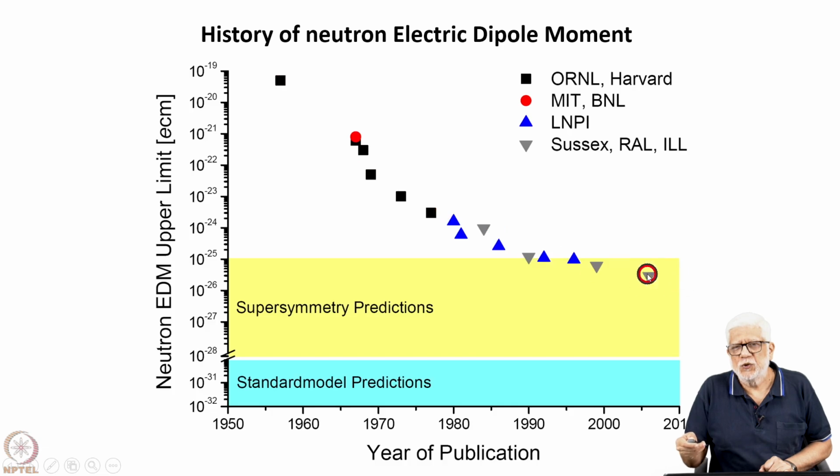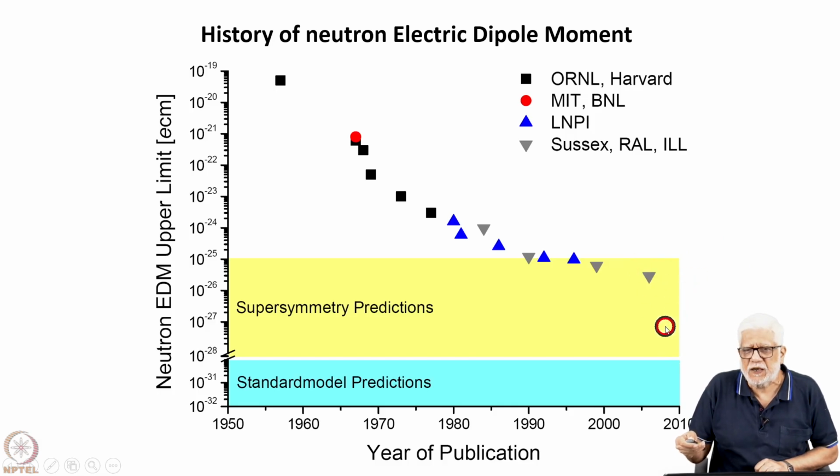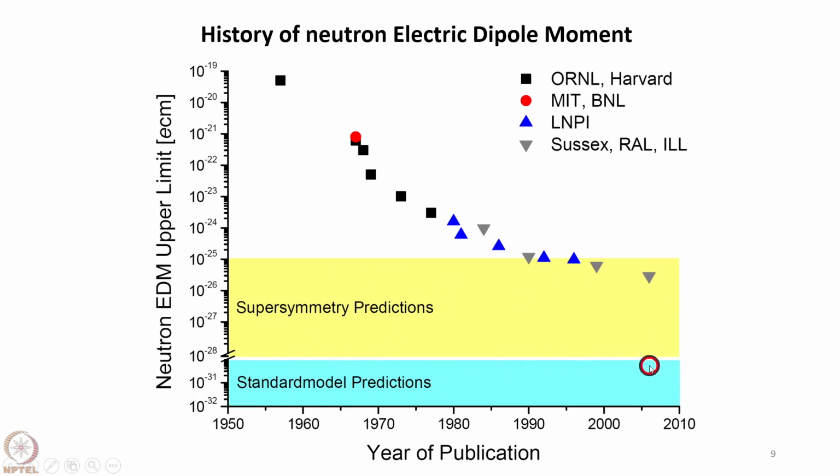So, that was the bound in about 2006, and of course, there are present day experiments which have taken this down further by another factor of 5 to 10. And there are some predictions of supersymmetry which are in this band, and standard model predictions of course give a much lower value. However, it will take, I think, several probably decades to reach that bound, if at all.